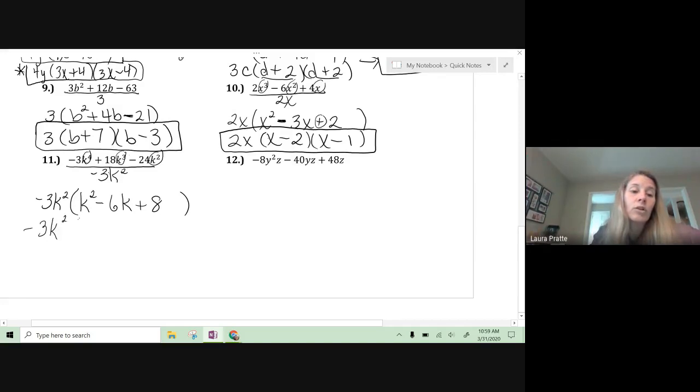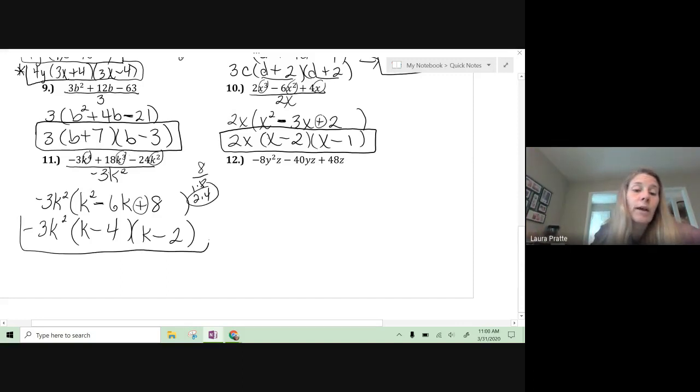Then we take a look at our trinomial, see if we can take it one more step. The two numbers that multiply to get 8, that add to get 6 are 2 and 4. Because the signs have to be the same, and this is a negative, they're both going to be negative. So our final factorization there is negative 3k squared times k minus 4 times k minus 2.